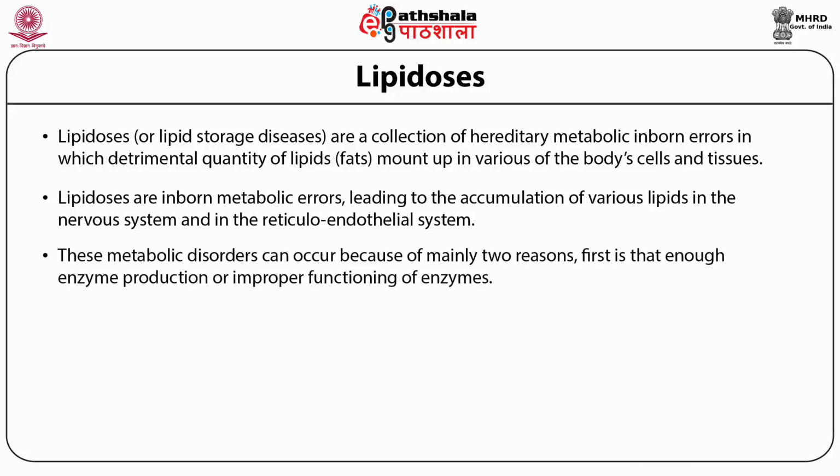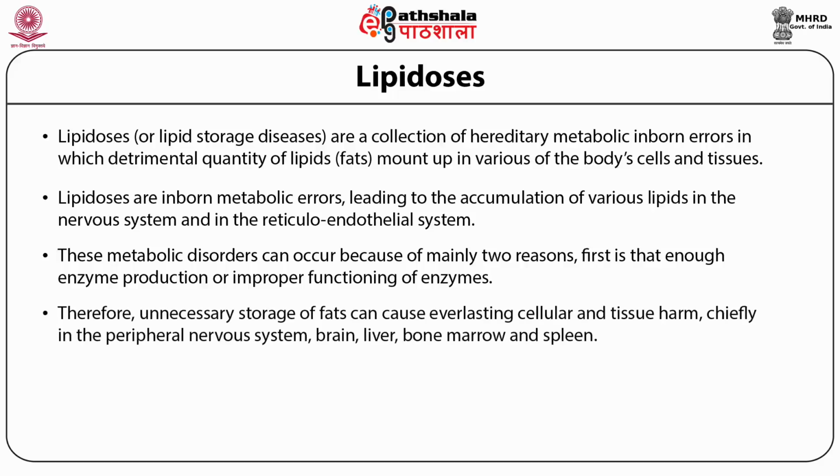These metabolic disorders can occur because of mainly two reasons. First is insufficient enzyme production or improper functioning of the enzymes, and therefore the unnecessary storage of fats can cause everlasting cellular and tissue harm, chiefly in the peripheral nervous system, brain, liver, bone marrow, and spleen.